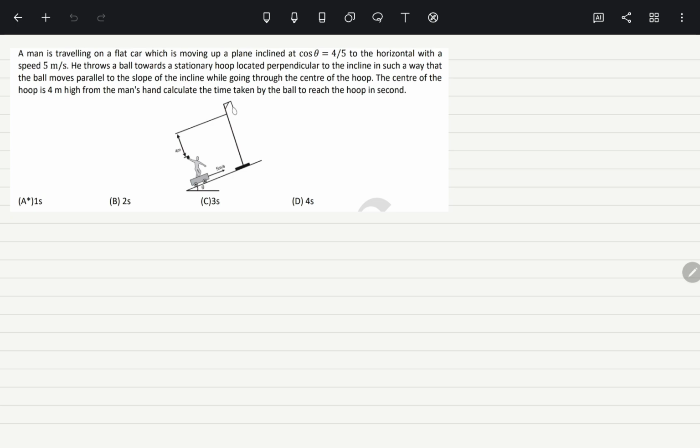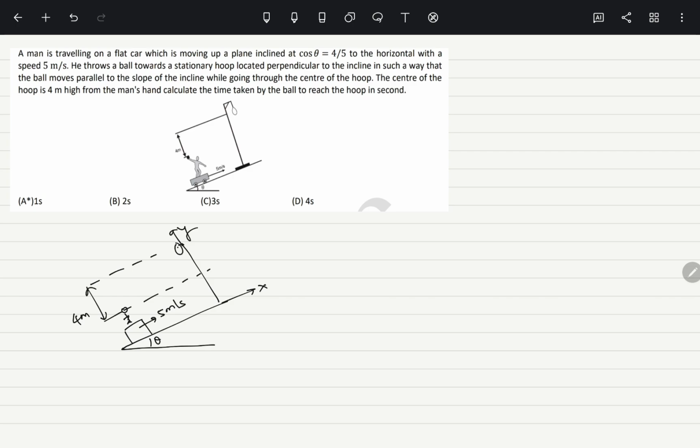So as you can see here, the person is going on a flat car and it's moving along the incline. This speed is given as 5 meter per second, and there's a hoop through which the person has to throw a ball. Suppose there's a person here, so this height is given as 4 meter. This angle is theta. I'm assuming this direction is x, then this direction is automatically y.